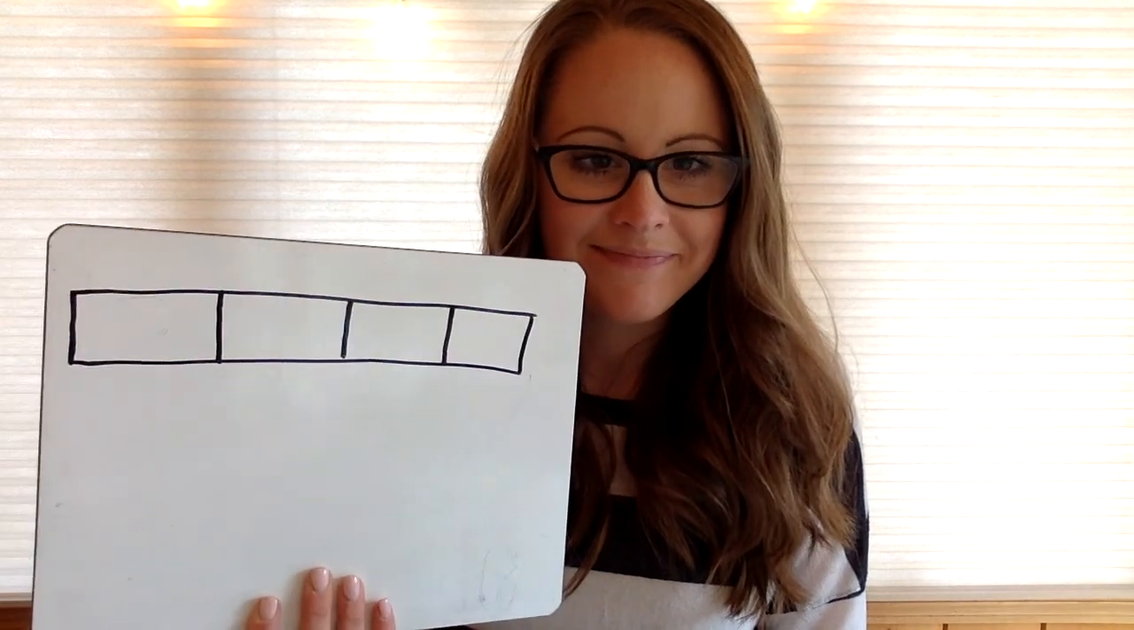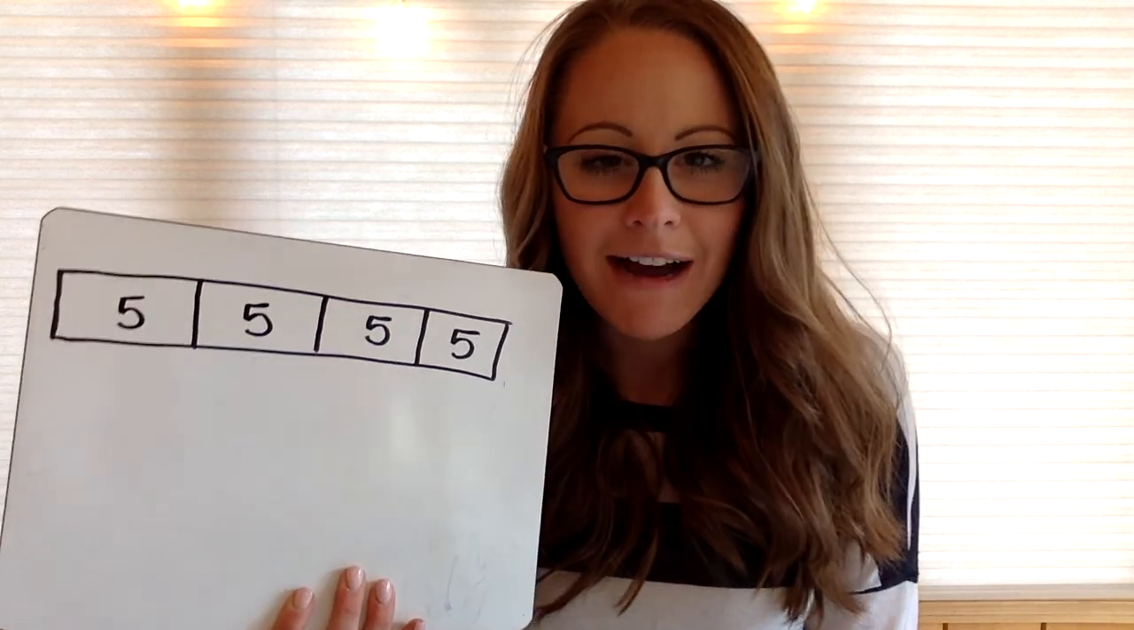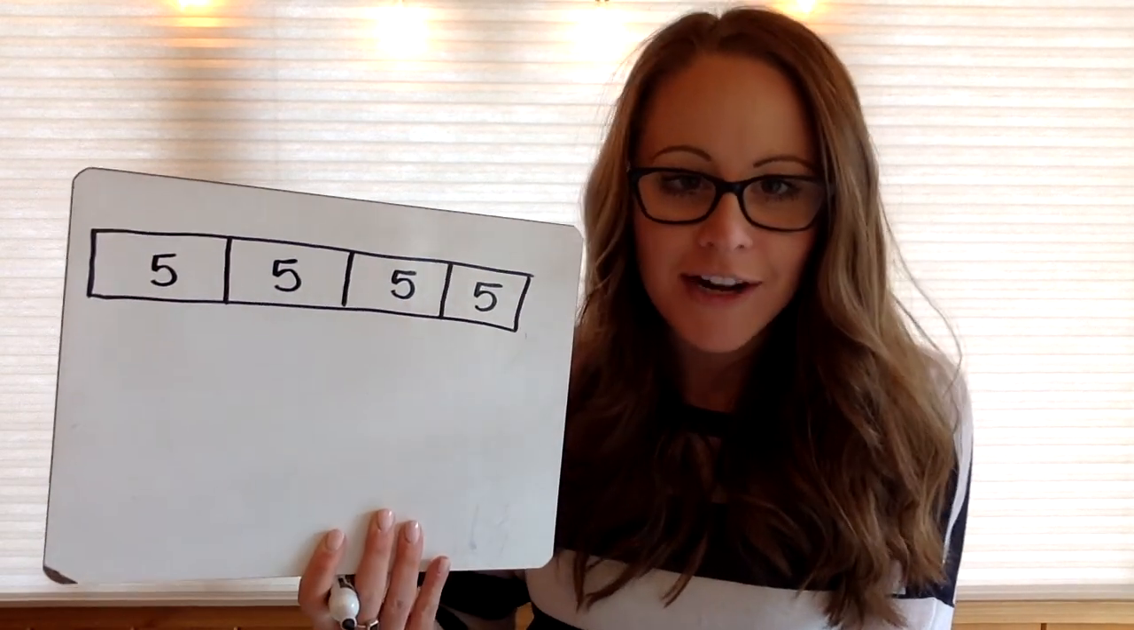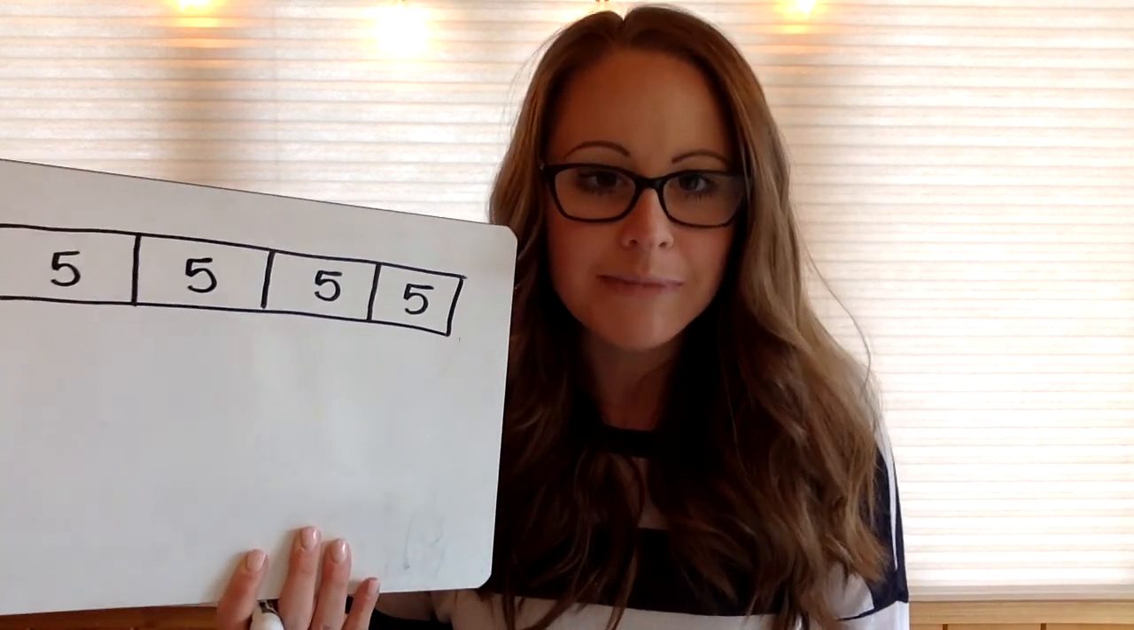Okay, so we have 4 friends. So we're going to make 3 lines to split it into 4 different sections, just like this. Okay? And then each friend had 5 markers. So in each one of those, I'm going to put a number 5. So now I can add these up and I can try to figure out how many markers Maria's friends have.